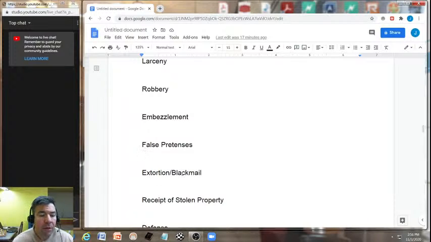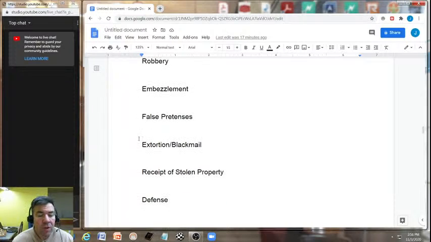Extortion, blackmail is the trespassory taking of another's property by the threat of future force with the intent to permanently deprive the owner thereof. Again, extortion, blackmail is the trespassory taking of another's personal property by the threat of future force with the intent to permanently deprive the owner thereof.